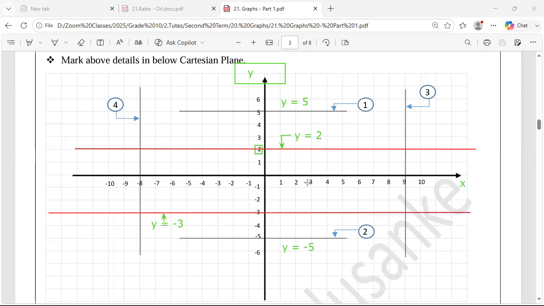I'll use a different color. 3 is here, right? x equals 3. So I need to draw a simple straight line. So this line is covered. And this line is this. What is the equation of that? It passes through the x-axis, and the point it crosses is +3. So that's it.